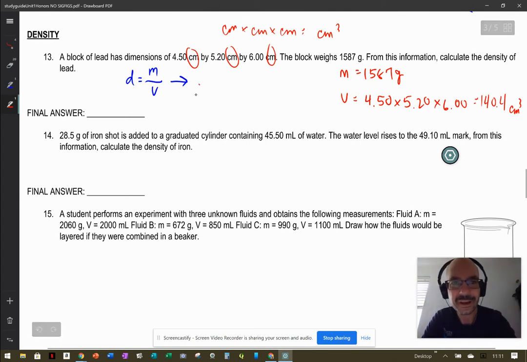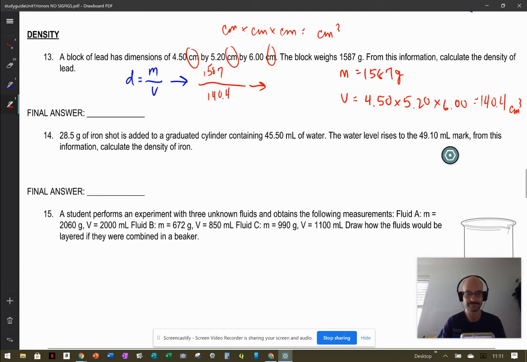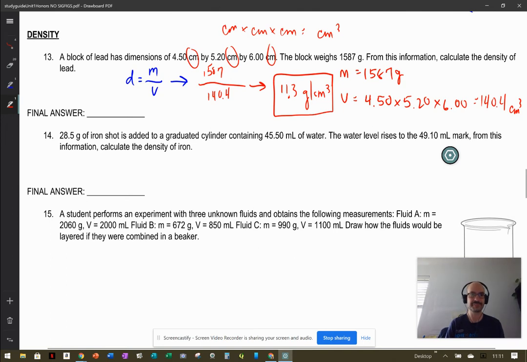So now we've got our mass and our volume. We're going to put it in 1587 divided by 140.4. And I get something like 11.3. Don't forget your units, grams per centimeters cubed. And then circle it or put a box around it or something.